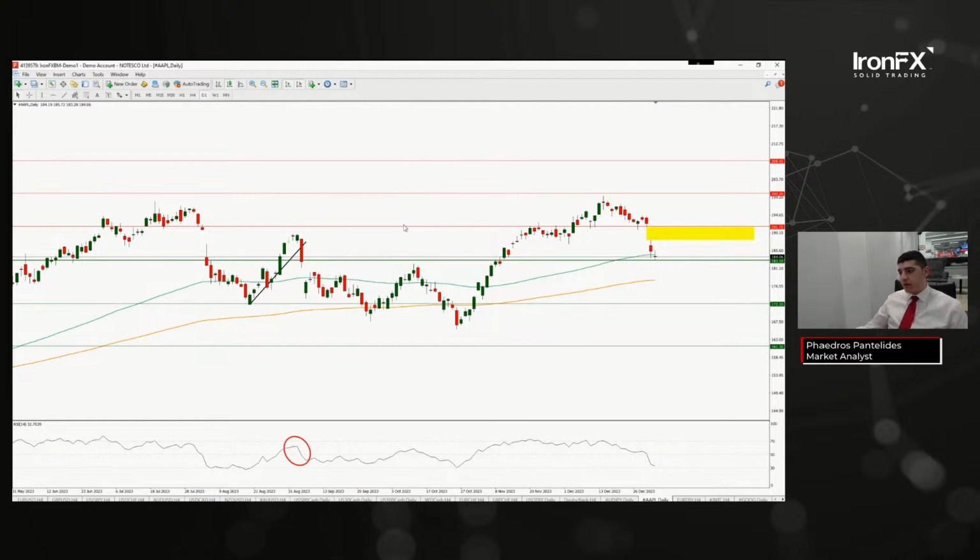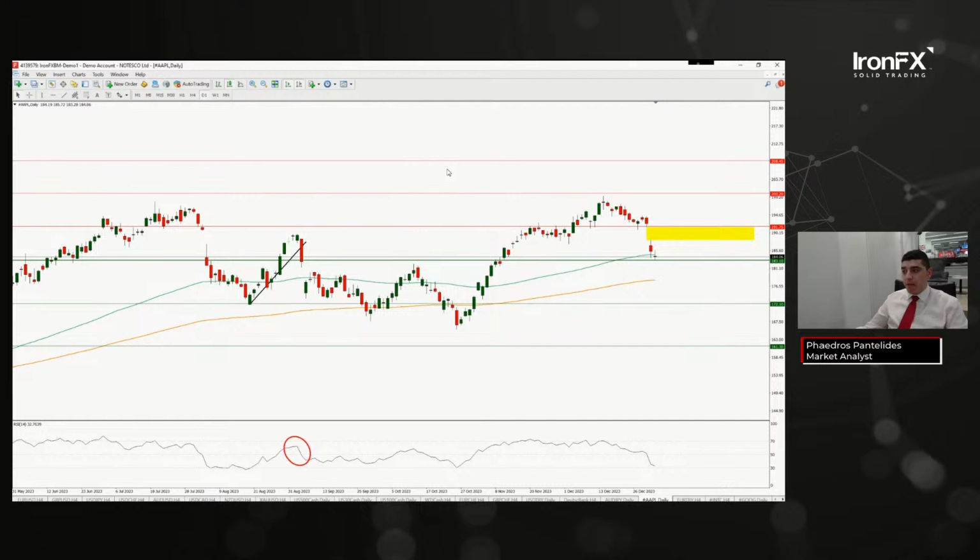RSI 32, implying a strong bearish market sentiment. Now, I would not be surprised if it fills the gap, tests resistance before moving lower. But if it fails to break below S1 and R1, I would maintain a sideways bias for Apple's stock price.